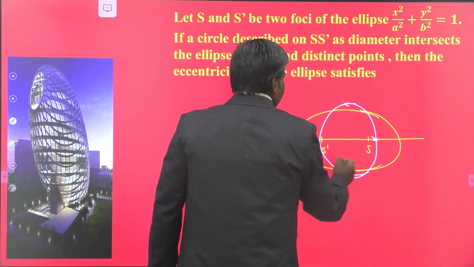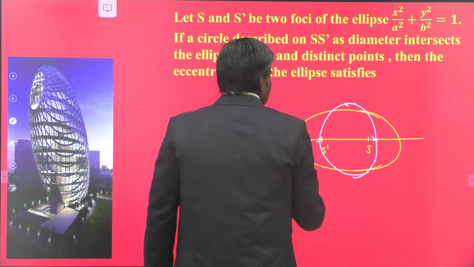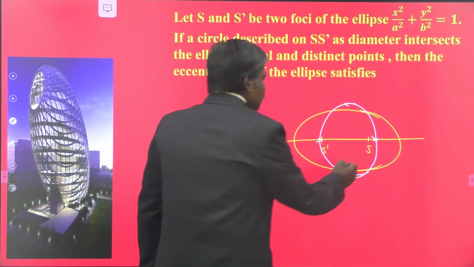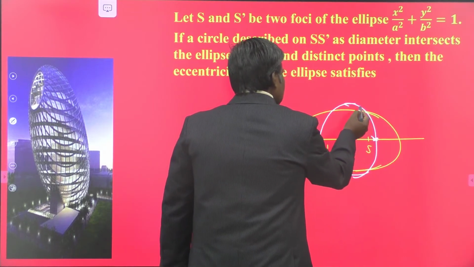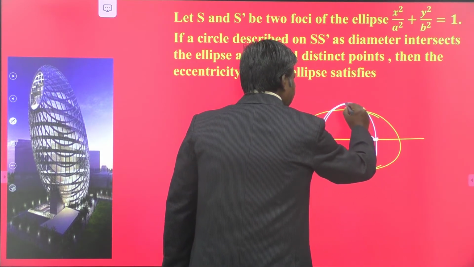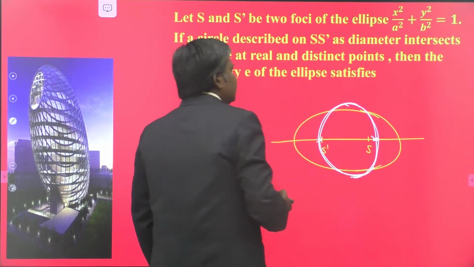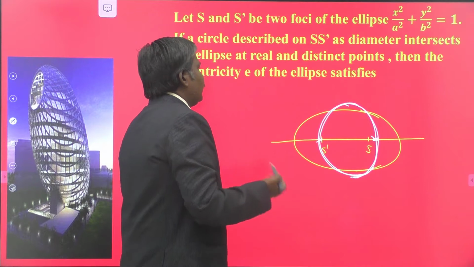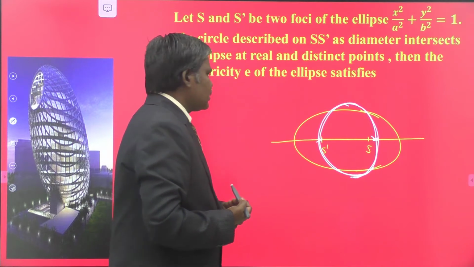So this is your focus S and this is your other focus S dash, C. Okay, this is your focus. This is the circle. It intersects the ellipse at 4 distinct real points. At that time, what is the range of eccentricity they are asking?